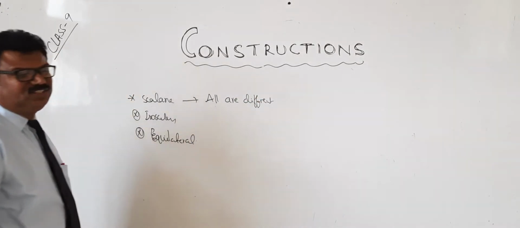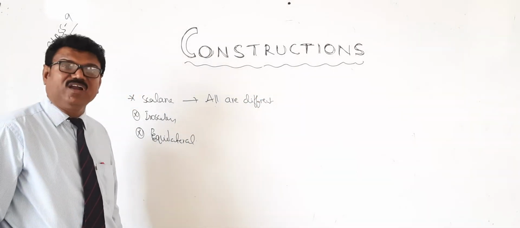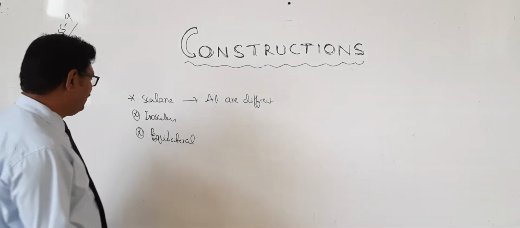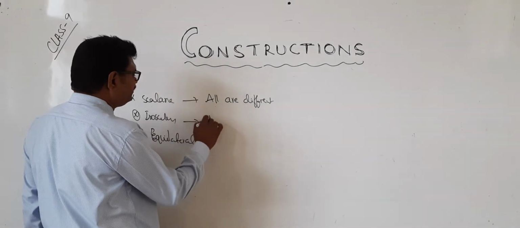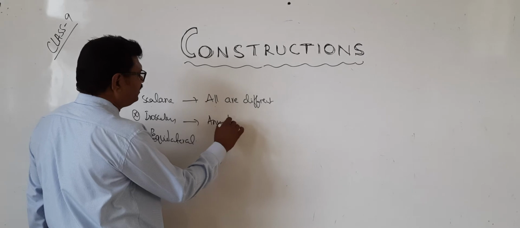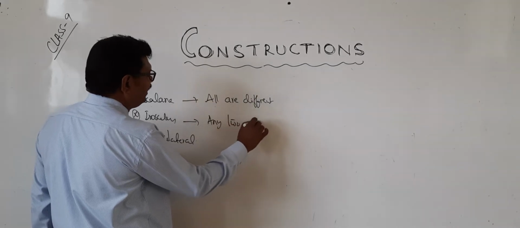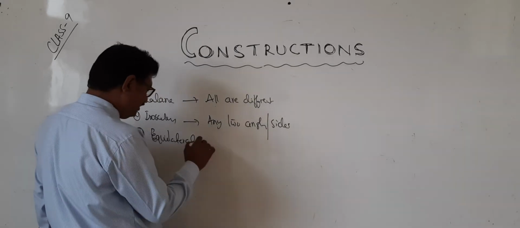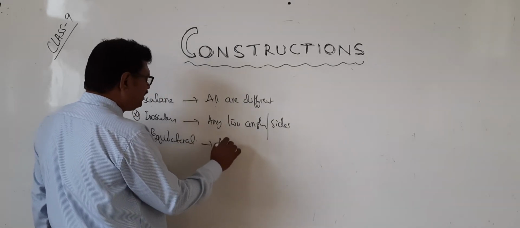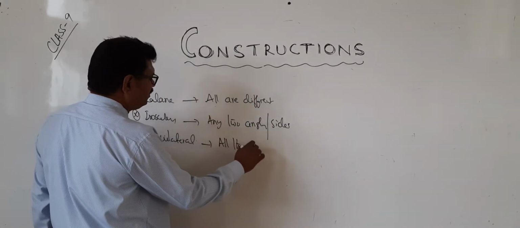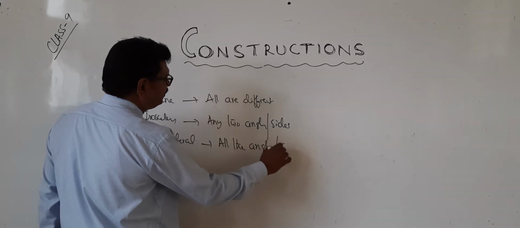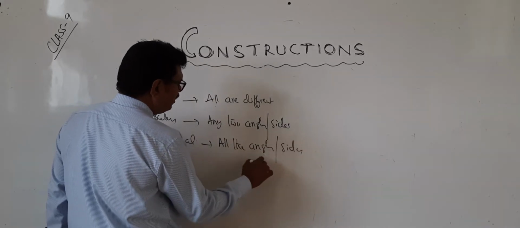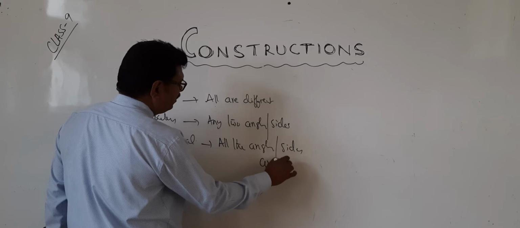Scalene means all are different, that is, all sides may be different or all angles may be different. Isosceles means any two angles or sides are equal. Equilateral means all the angles or sides are equal. Very good.